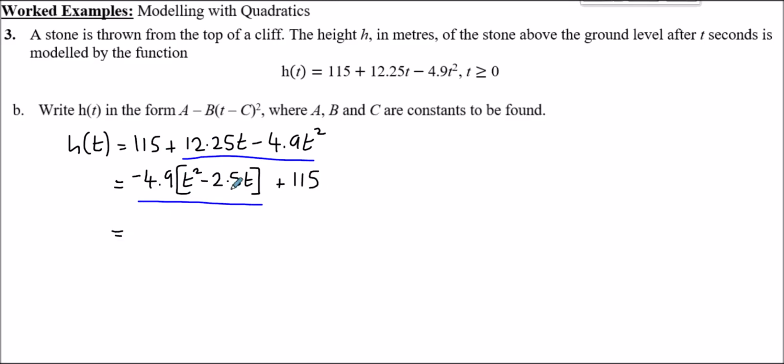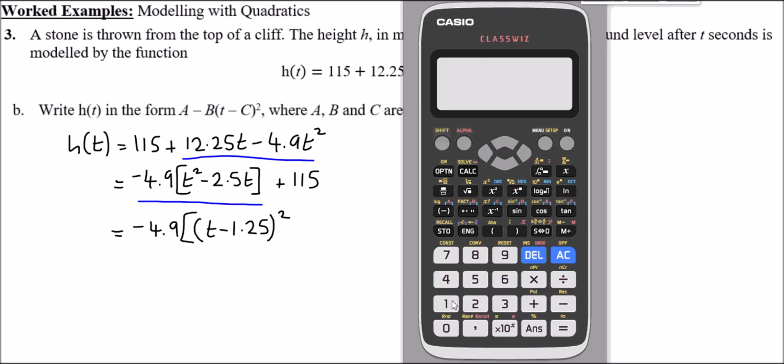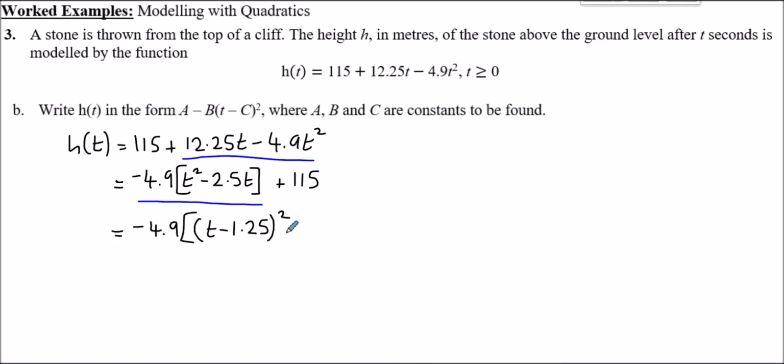Next up, we can complete the square on t squared minus 2.5t. So we have minus 4.9 at the beginning. Then in brackets, t squared, we just rewrite this t inside the brackets. We half the coefficient of t, so half of minus 2.5 becomes minus 1.25. We square that, and then we subtract off 1.25 squared. So let's work this out. 1.25 squared gives us, as a decimal, 1.5625. So subtract off 1.5625.